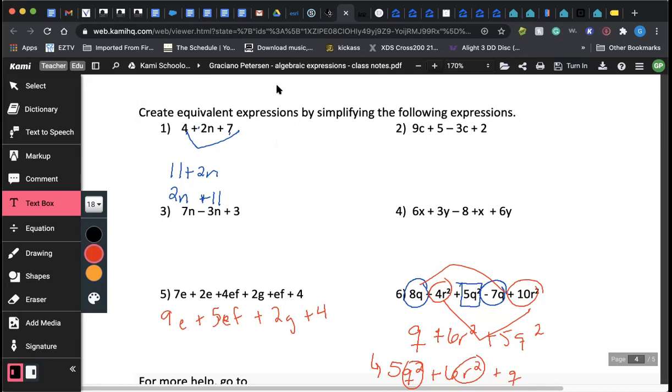All right. Any concerns about combining like terms? No. Great. Okay.